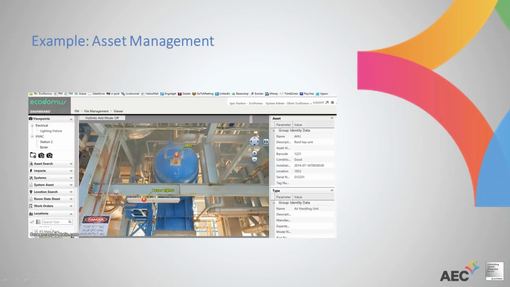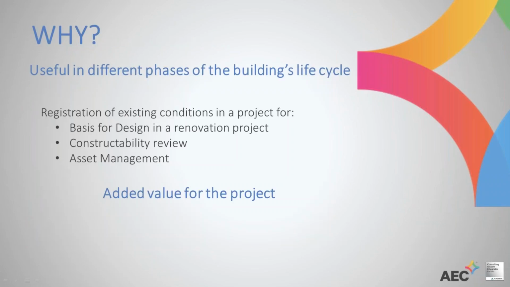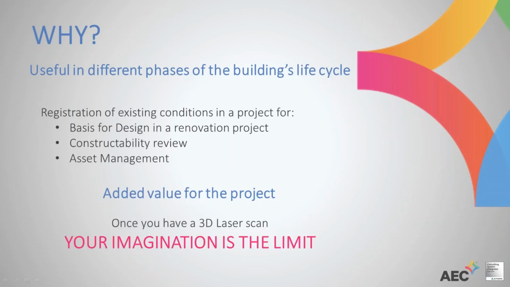So we get a 360 photo where we can see the elements, and we can locate the elements in the facility, and we can get some information into that already. This other project did go to the BIM conversion process. Rounding up, added value for the project, and once you have a 3D laser scan, your imagination is the limit.